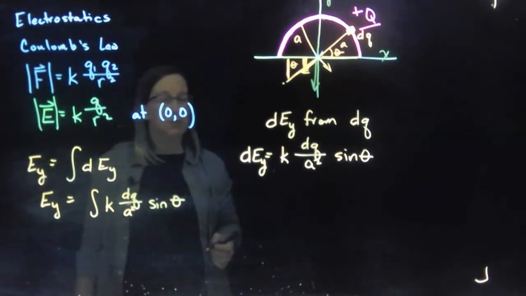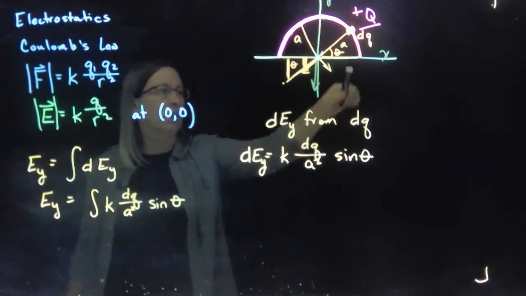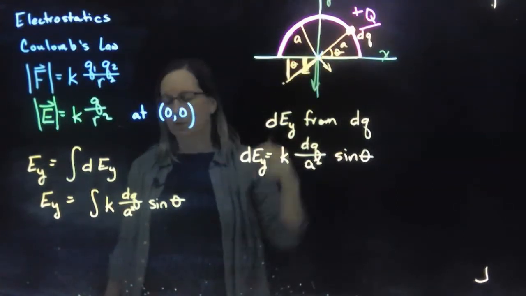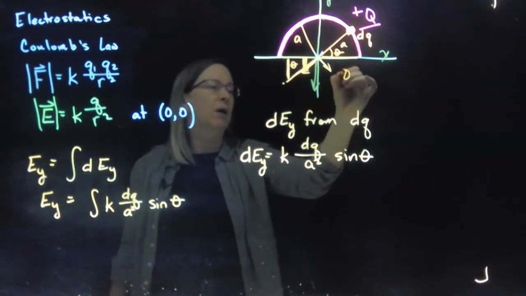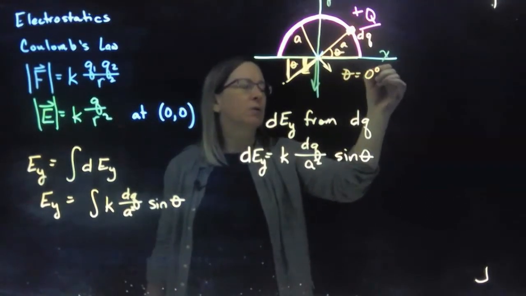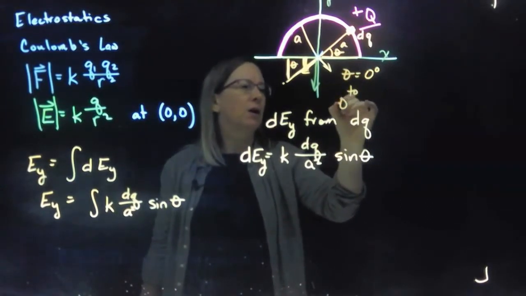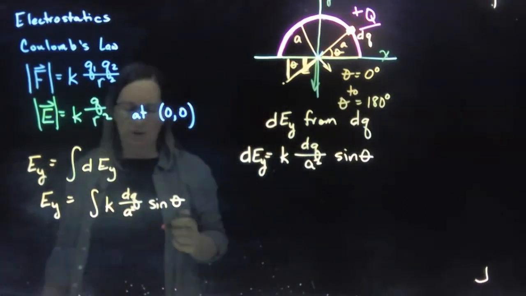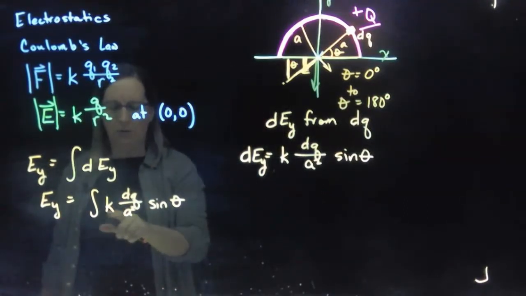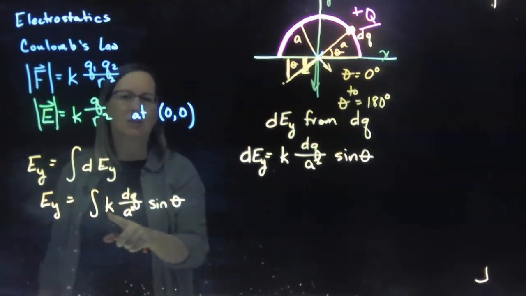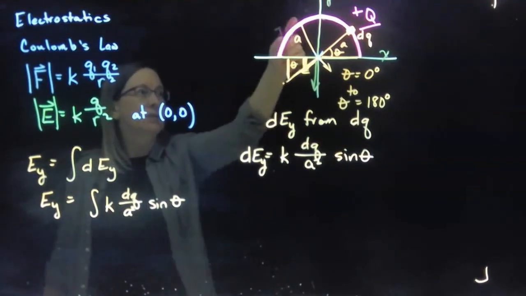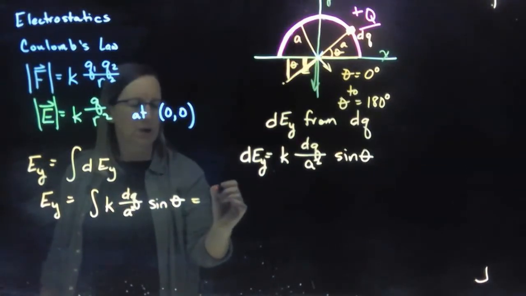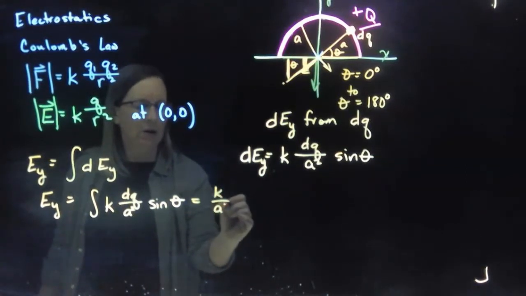And I'm going to need some limits of integration, right? I want to add up from here to here. I think maybe I go from theta equals 0 degrees to theta equals 180 degrees. Okay, that makes sense. And I can pull some constants out. k is a constant, it's 9 times 10 to the 9th. a is this distance, which is the same for everything. So this becomes k over a squared.